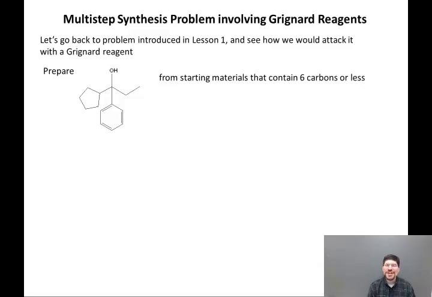Now that we have considered how to do a single-step synthesis problem involving Grignard reagents, we are now ready to attack the more difficult problem of a multi-step synthesis. So what I'm going to do in this lesson is bring you back to the molecule that I first introduced to you in lesson 1 and said we will learn how to do this in the course of this unit, and go over now how you would solve such a problem.